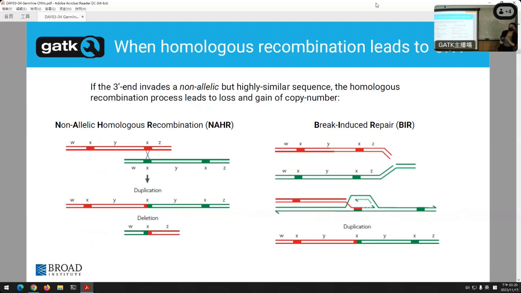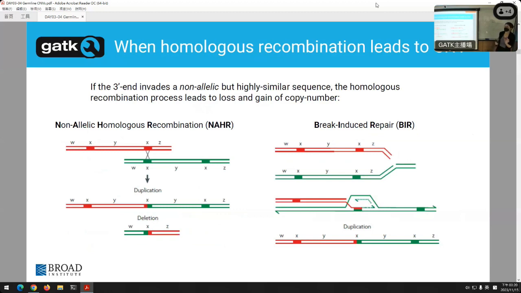So if we look at the left side of this figure, we can see that this is a stretch of DNA in which there are two segments that are labeled with an X. Both of those X's are parts of the DNA that are very similar to each other. And if there's a double-stranded break near one of those X's, it goes to find the other copy of the chromosome to use as a template, but it actually finds the wrong X.